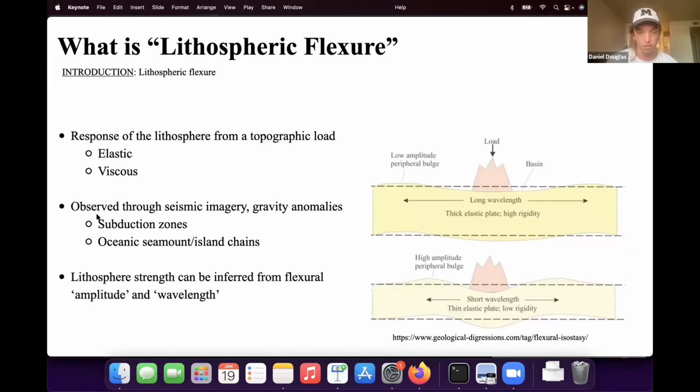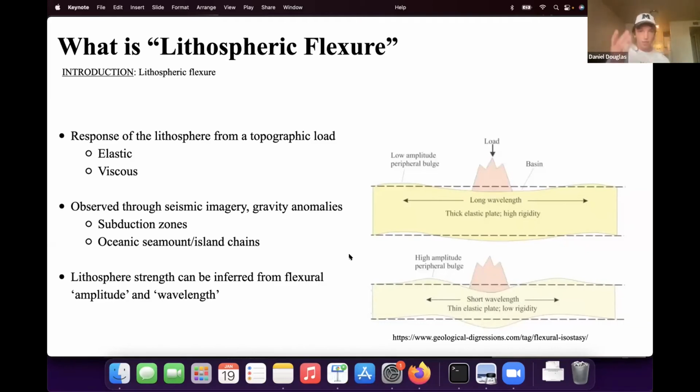And you can observe this through seismic imaging and through gravity anomaly studies. And you see this flexure at subduction zones and underneath seamounts and island chains like the Hawaiian Islands. And you can actually infer something about lithospheric properties from what the flexural profile looks like, because as you can see between these two different scenarios, a weaker plate has more flexure and a smaller flexural wavelength, which is the distance between this high amplitude uplift and the high amplitude depression.